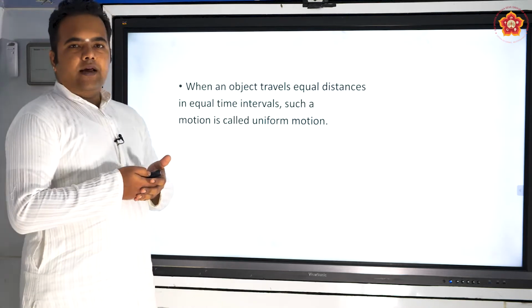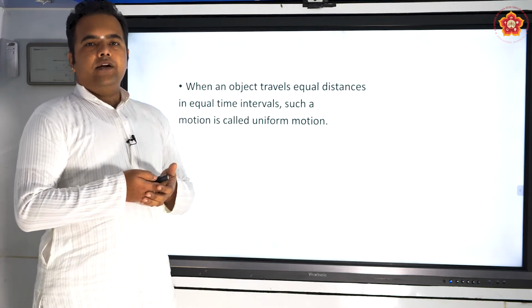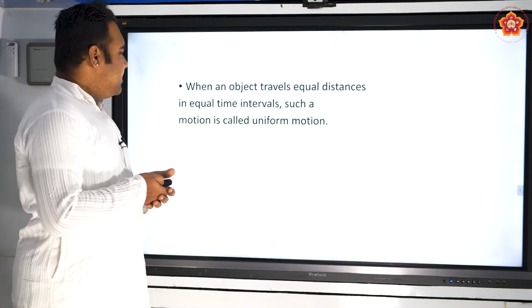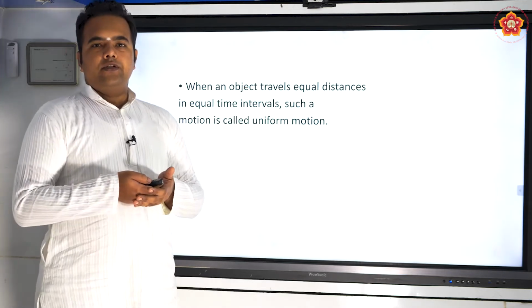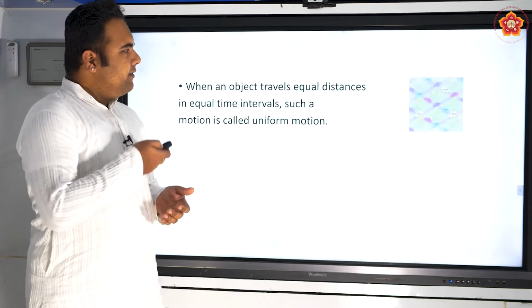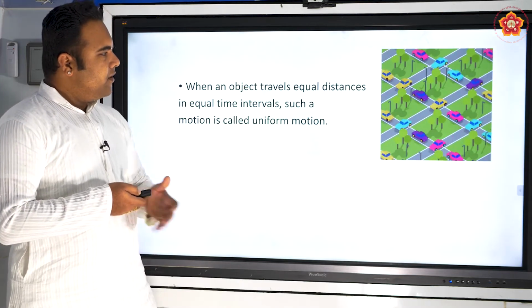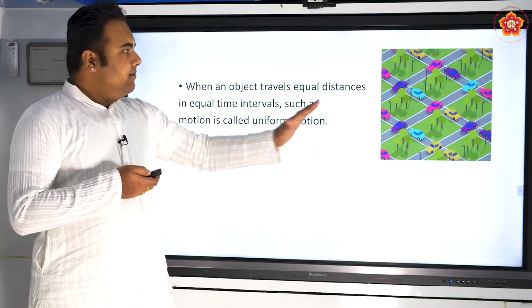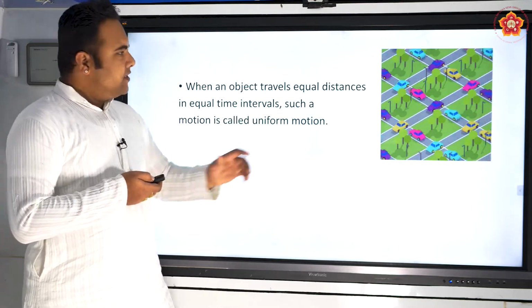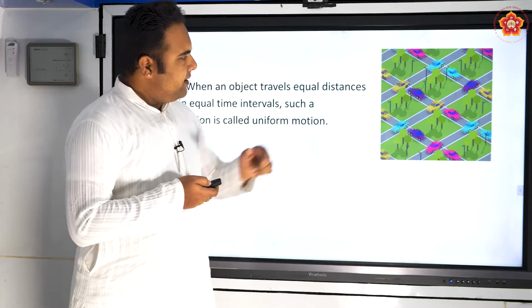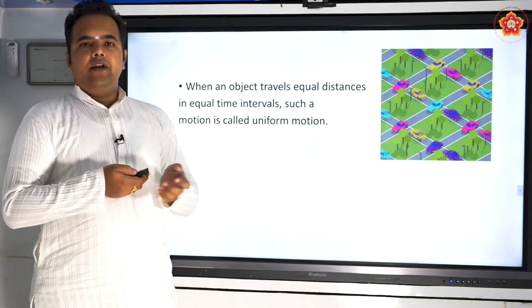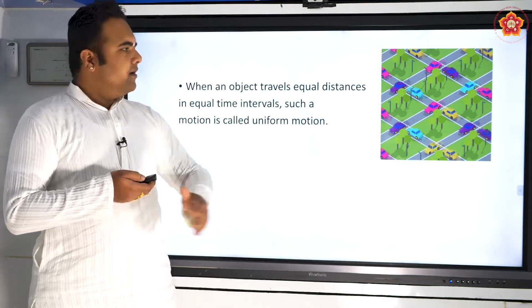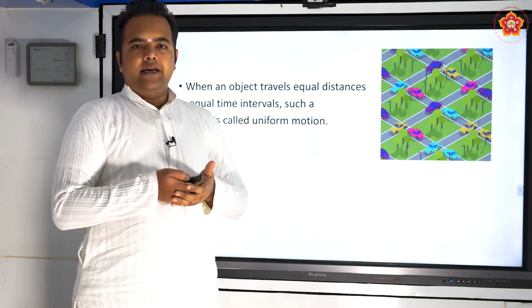When an object travels equal distances in equal intervals of time, we say that the motion is called a uniform motion. For example, have a look at this picture. All the cars are moving at the same rate, which means they are covering exactly the same equal distances in equal intervals of time. But we know that this is a very ideal case.